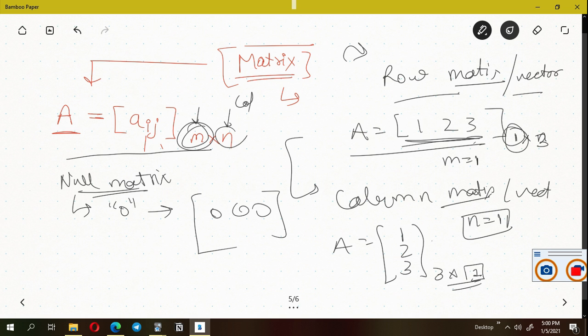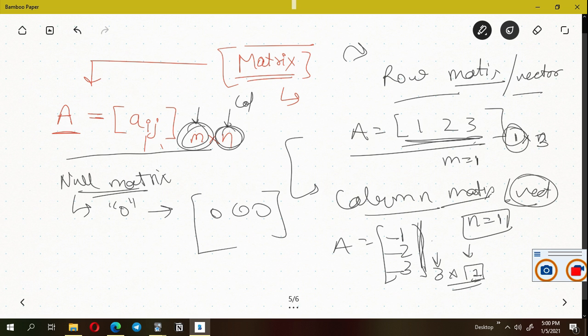If it has just one column and there are three rows, you first write rows and then columns, so it's 3 × 1. Here 1 is the one column, that's why it is called a column matrix or column vector.